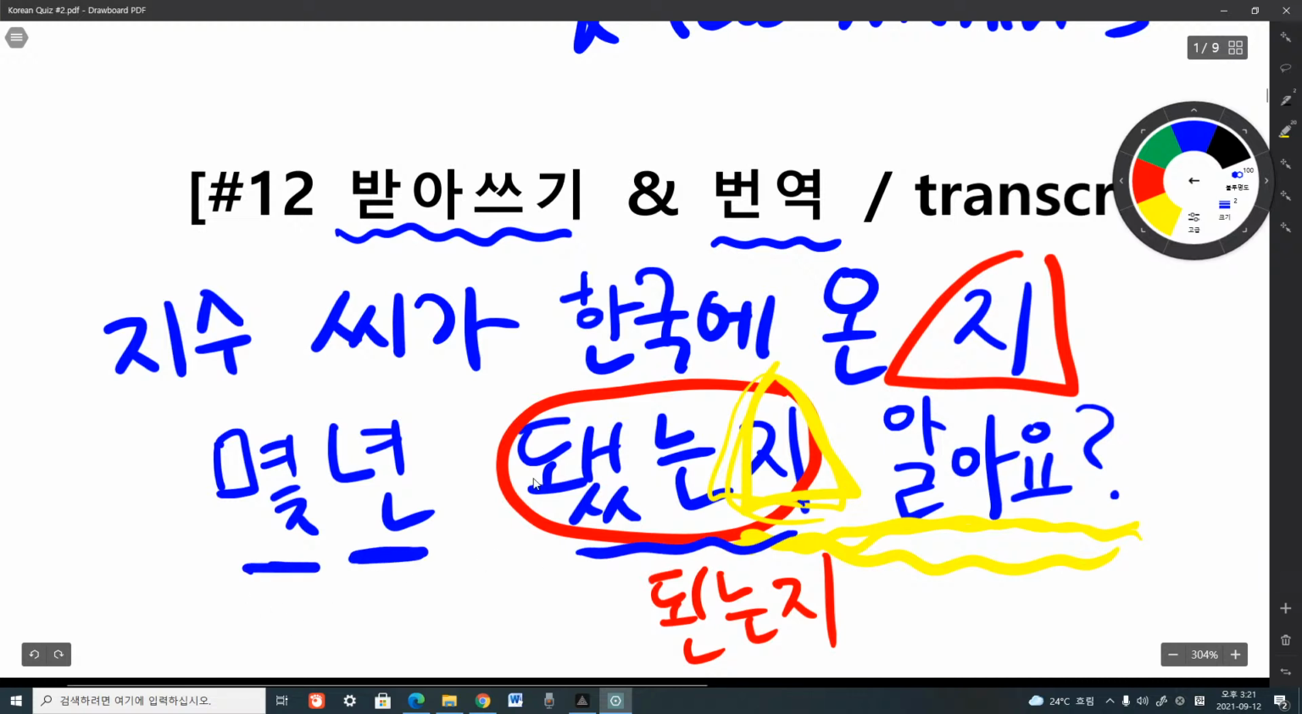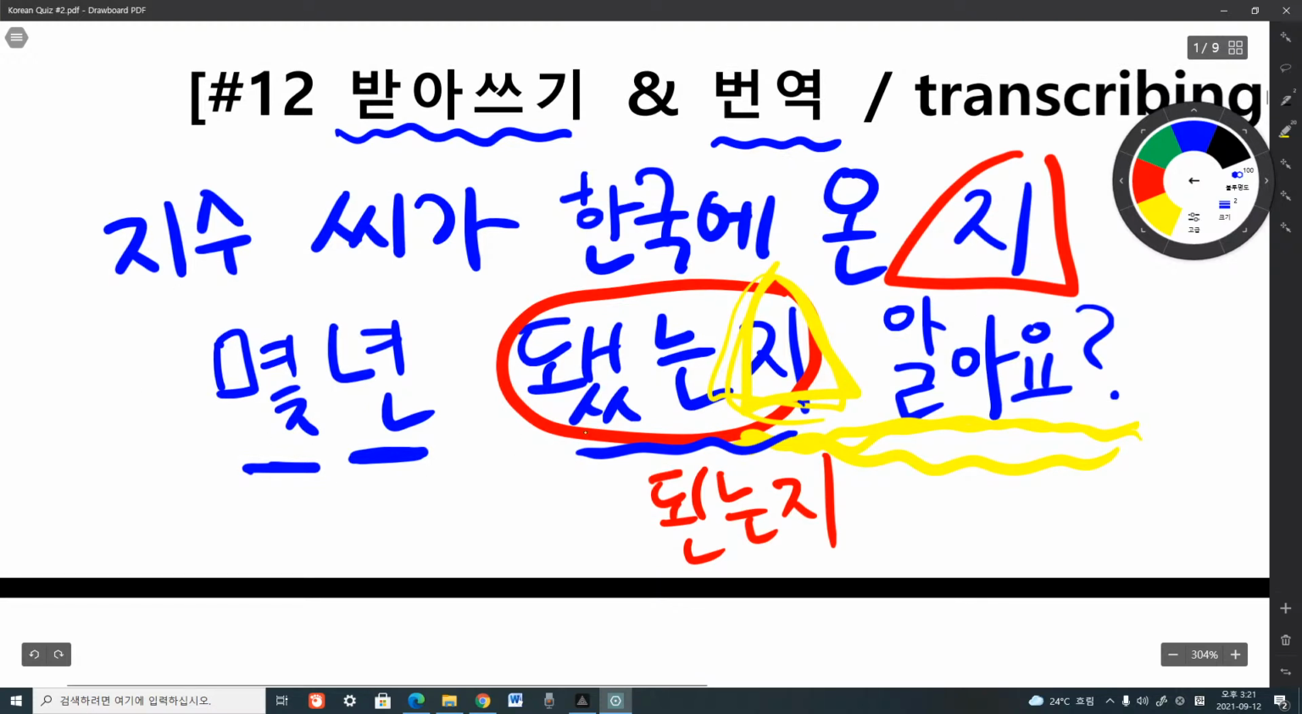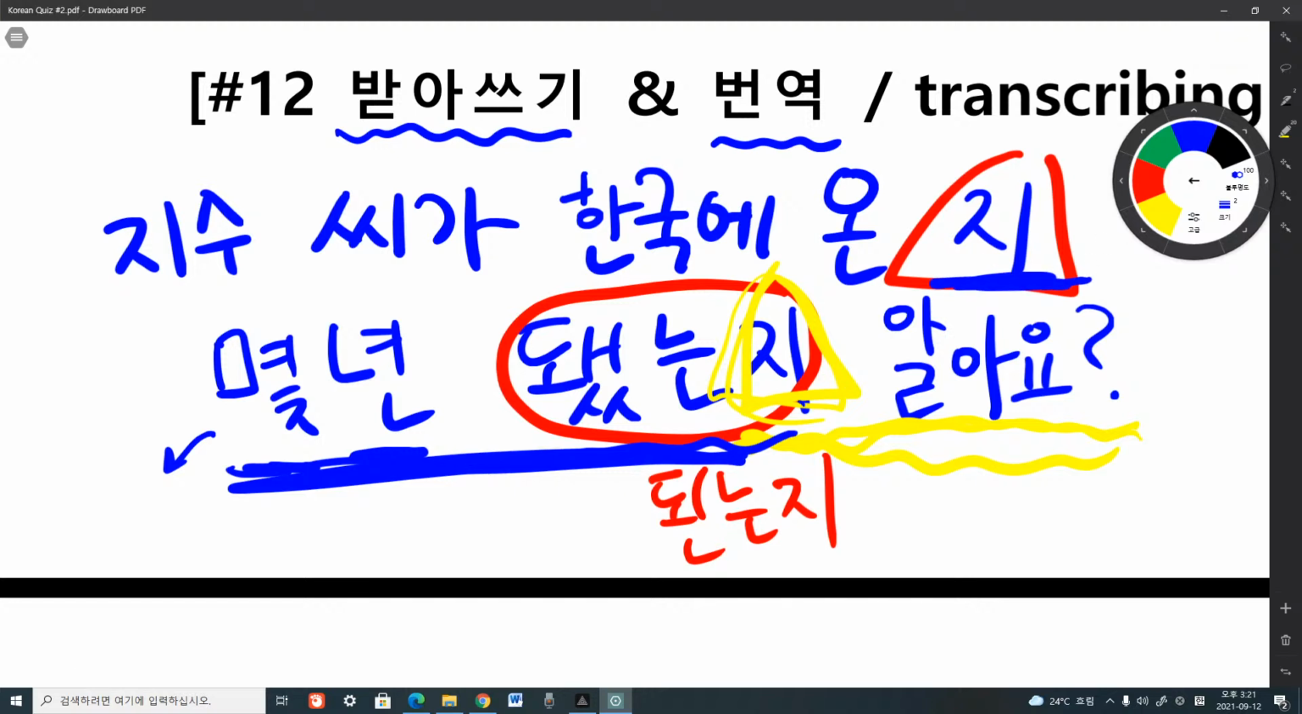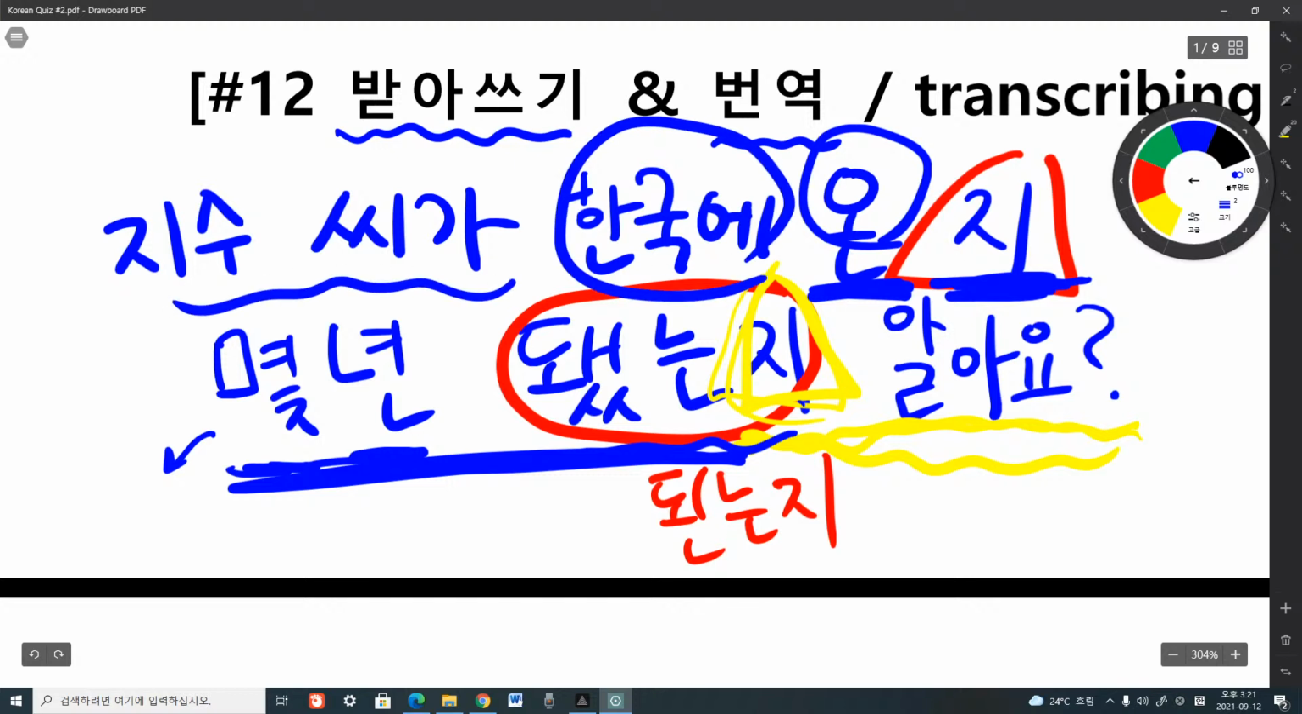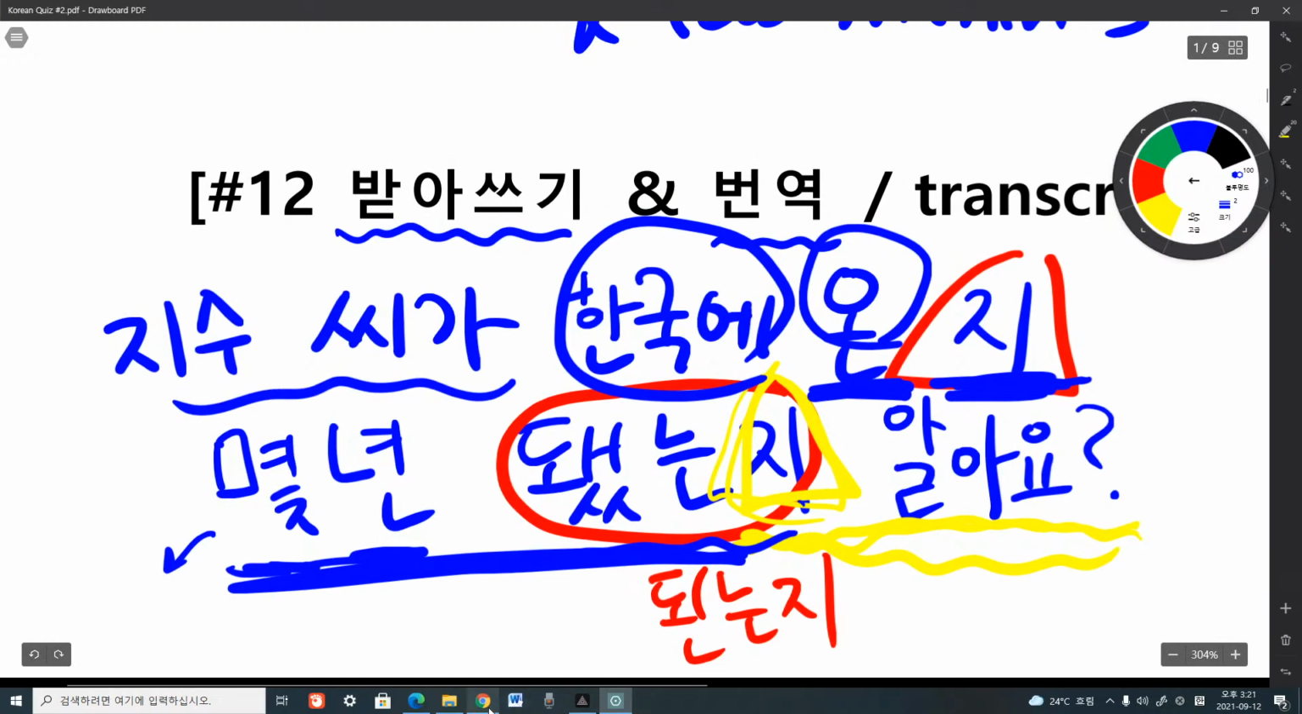몇 년? Years. Since this is an indirect question, this is a question word, guys. Not 'a few', but it means how many. So 몇 년 means how many years. It has been, right? 몇 년 됐는지. And this 지 is 'since', right? Marking how long it's been since you started the action. So since she came, 오다 plus ㄴ지, came to Korea. Since Jisoo came to Korea. So, do you know how many years it's been since Jisoo came to Korea is the correct translation of the sentence.